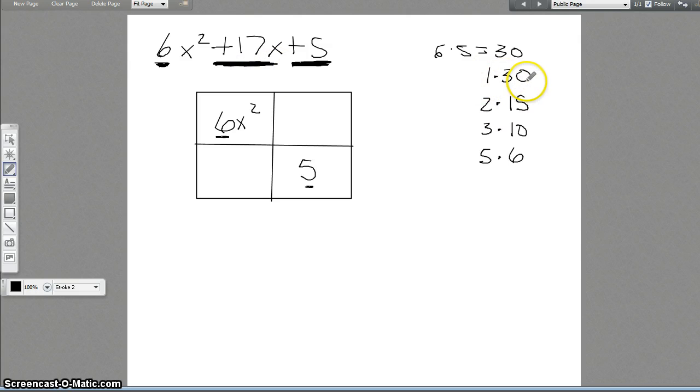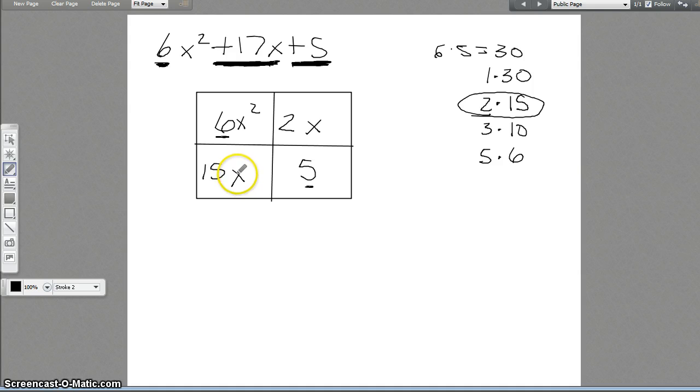1 plus 30 is 31. 2 plus 15 is 17. That's the pair that we want to use. So we're going to use a 2 here and a 15 here. We would have been just fine putting them the other direction. And then we know these both have to have an x because we have to have something that adds up to 17x here. So we need a 2x and a 15x.